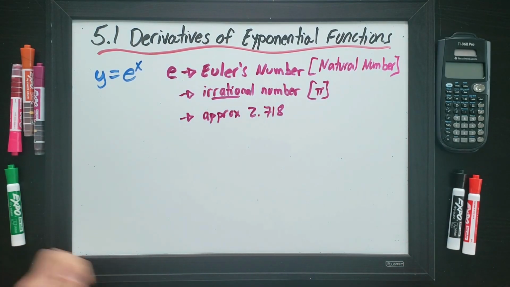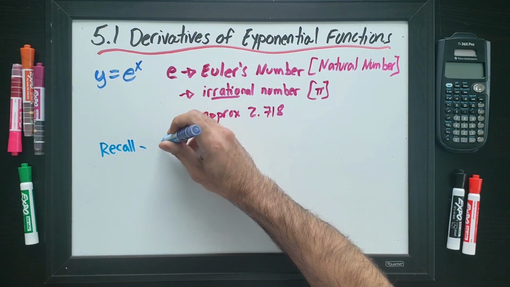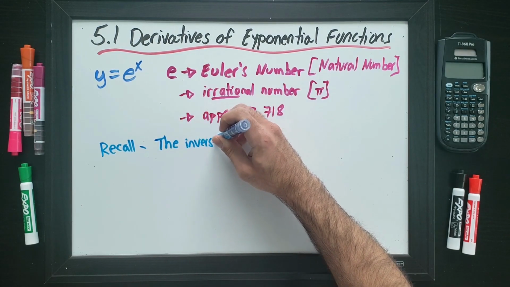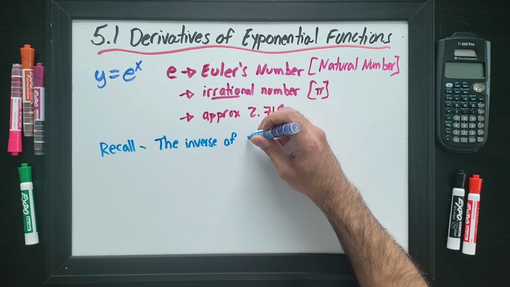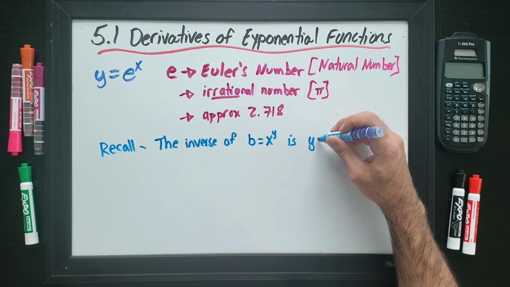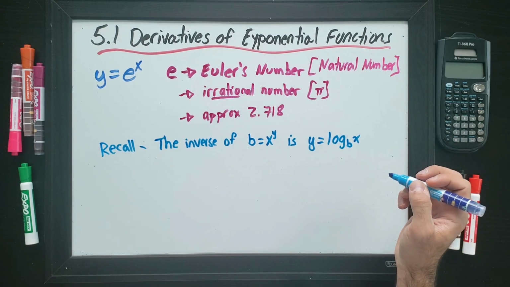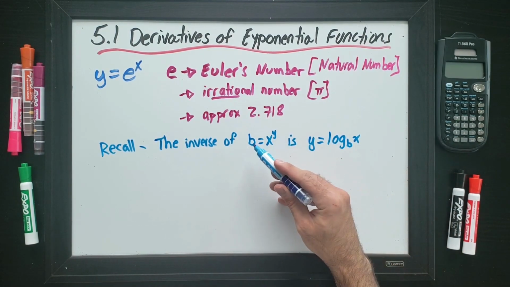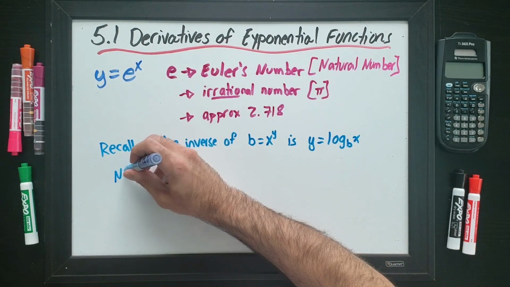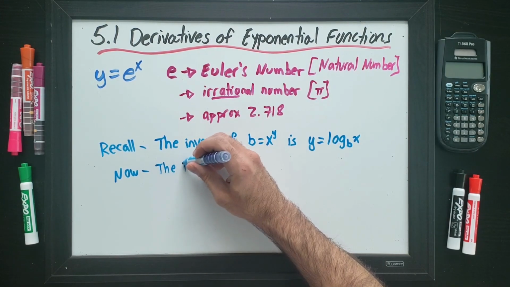Now, let's get a little recall in here for logarithmic functions. So let's recall the inverse of b equals x to the y is y equals log base b of x. Okay, so just remember this from advanced functions, how we go from an exponential function to a logarithmic function using the inverse.